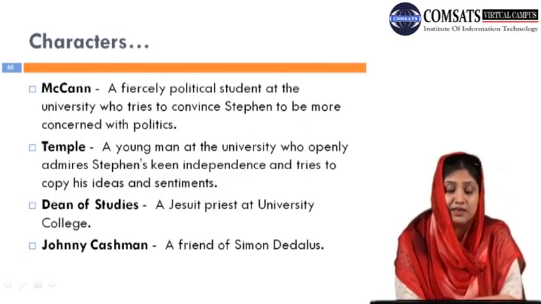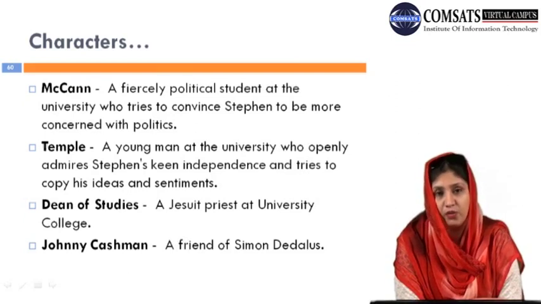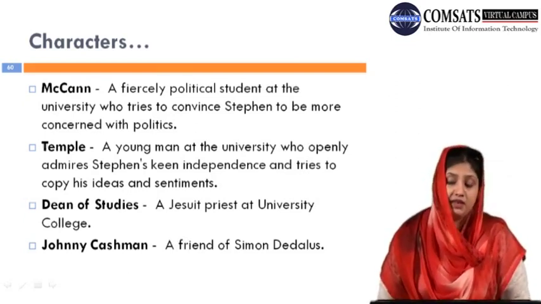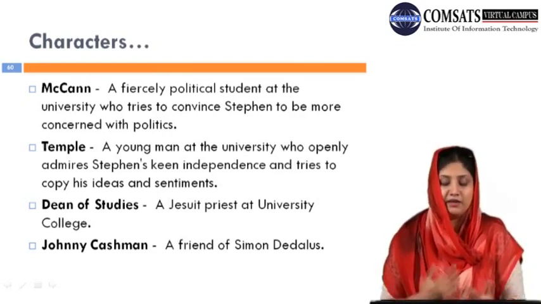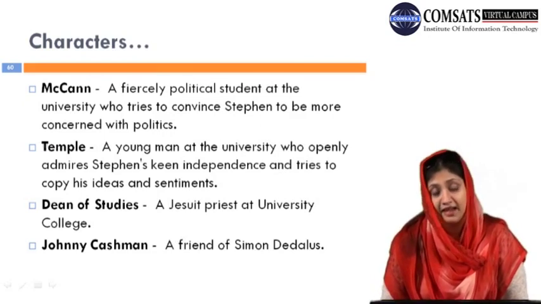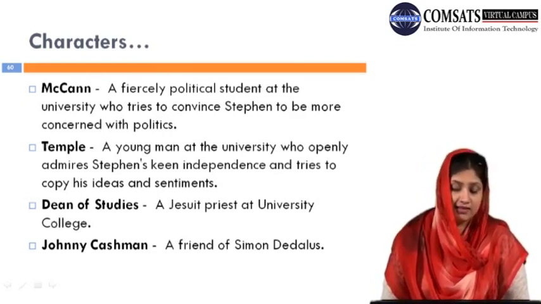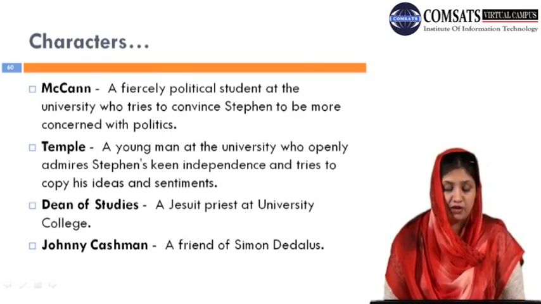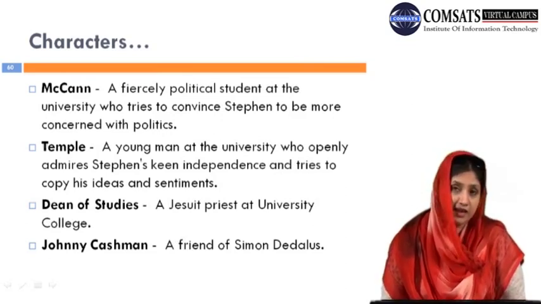McCann, a fiercely political student at the university who tries to convince Stephen to be more concerned with politics. Temple, a young man at the university who openly admires Stephen's keen independence and tries to copy his ideas and sentiments. Dean of Studies, a Jesuit priest at University College. Johnny Cashman, a friend of Simon Dedalus.